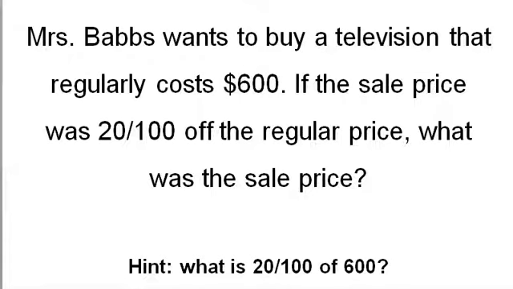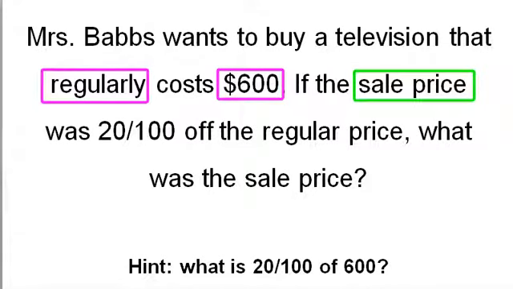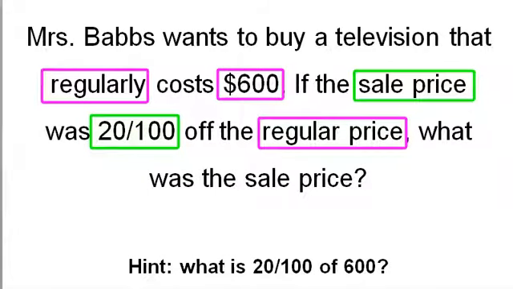So basically we're shopping and there's a sale price that is going to take some money off of the television. We have that percentage, which is 20 hundredths or 20%, and it's going to make the cost of my TV not quite as much. Mrs. Babs wants to buy a television that regularly costs $600. This is the initial cost of one TV. The sale price is going to be 20 hundredths off the regular price. Remember, we can always fill in these parts that match. So the sale price is 20 hundredths off of $600.